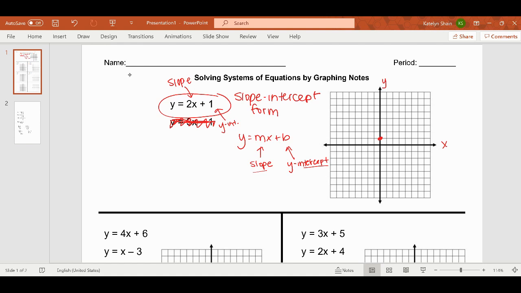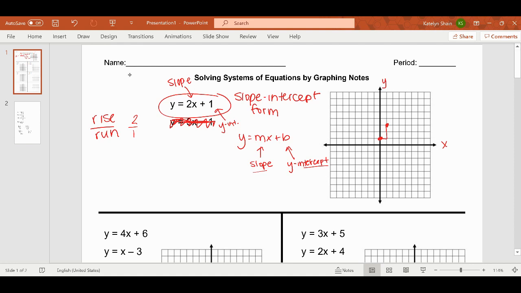Now let's talk about that other one, which is slope. And remember, we talk about slope in rise over run. So if I just see a 2, that's 2 over 1. That means I'm going to go up 2 and over 1. My growth is 2. Every time I go over 1, I'm going up 2.